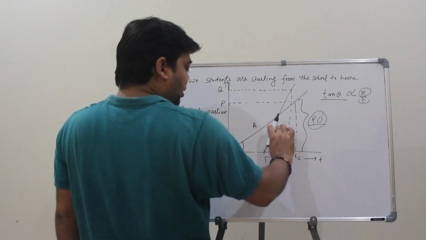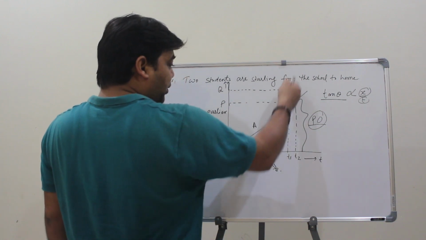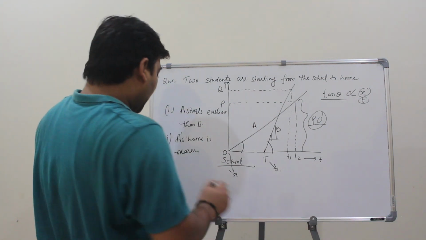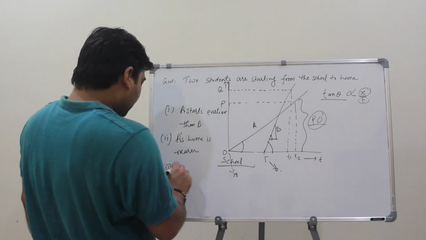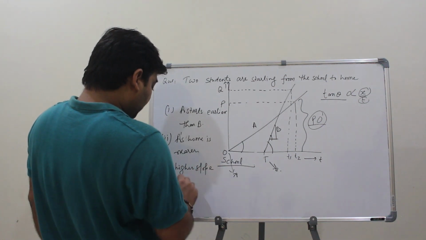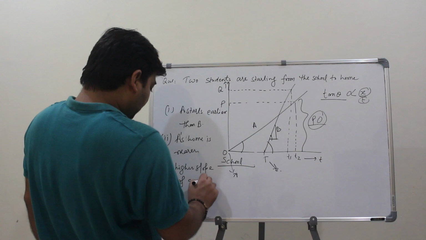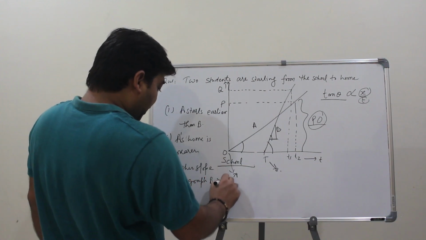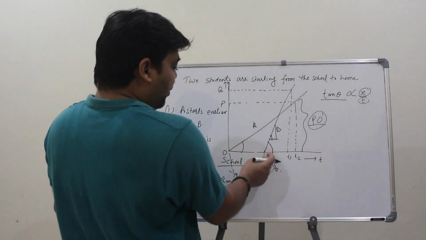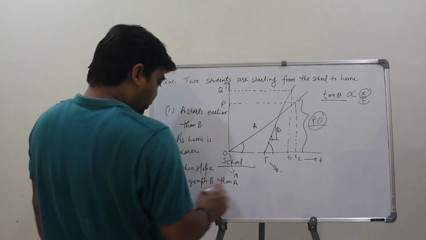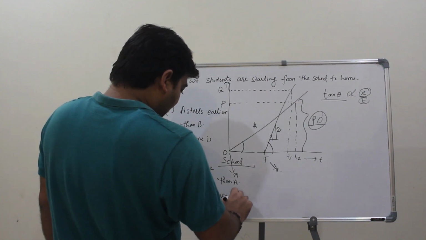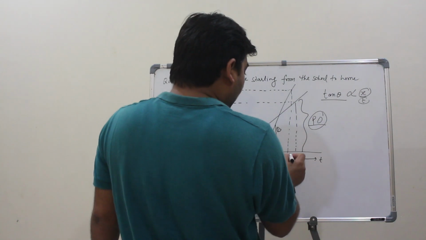It means that B travels larger distance in shorter time, right? So higher slope of graph segment B than of A, right? So it means that B will take lesser time. As you can see, B is taking the T1 only.